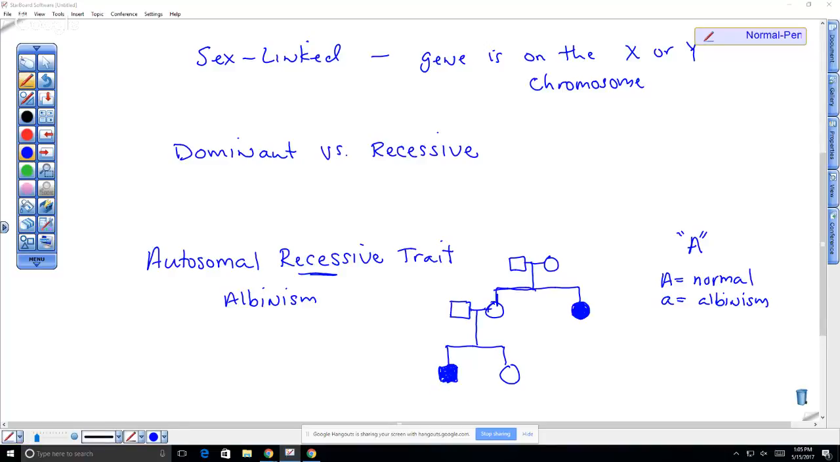Now, we have to kind of work backwards. We know she must also be little a, little a. Does that make sense to everybody?